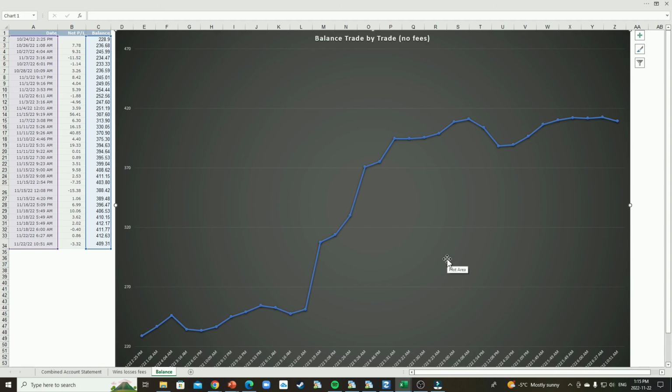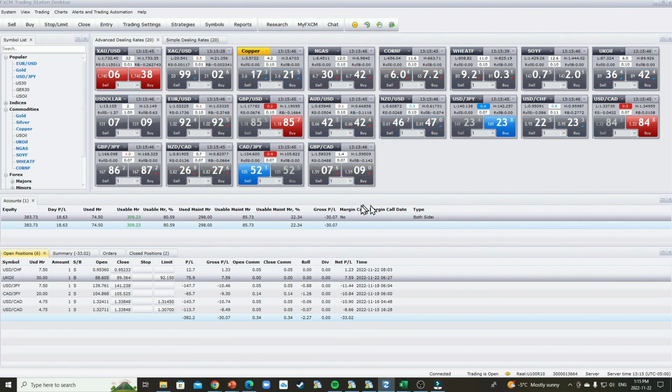So this is trade by trade, removing the fees, so you can see exactly how it is going forward. Right now my balance is at 409, but my equity, I think, is in the 380-something dollar range. So you can see here it's at 383. So this is a wrap up for week 4. And now I'm going to do the beginning of week 5, even though I'm already in week 5.